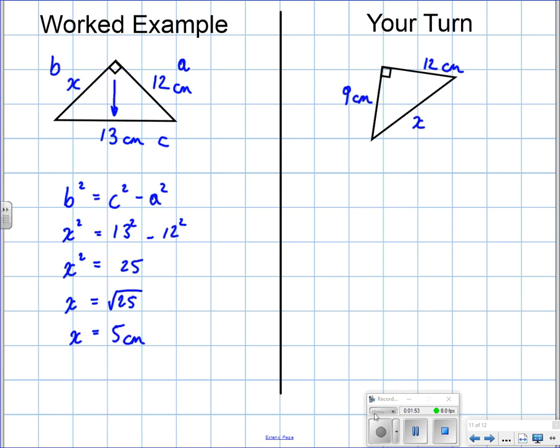Now what I want you to do is to pause the video, try the your turn, and then unpause the video and check your answer against my solution.